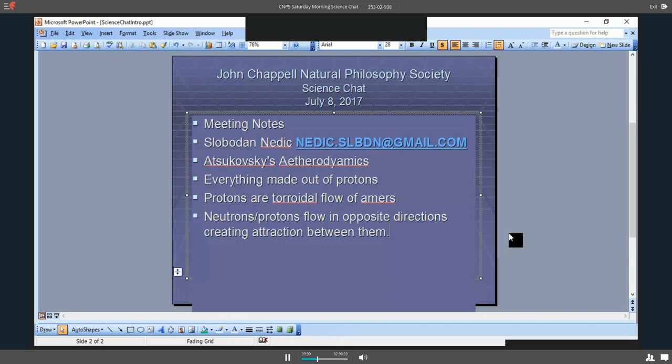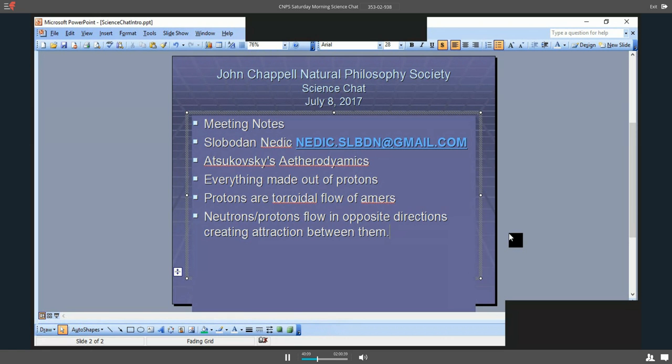So based on what you said, these are the main things I got out of it. The main structural component is protons. The main statement is that 99% of everything we see is actually protons, and that protons are a toroidal flow of particles he calls amers, which I guess is the ultimate ether particle. And even neutrons are like protons, except that they are flowing in a different direction.